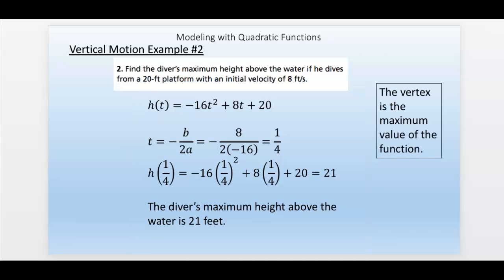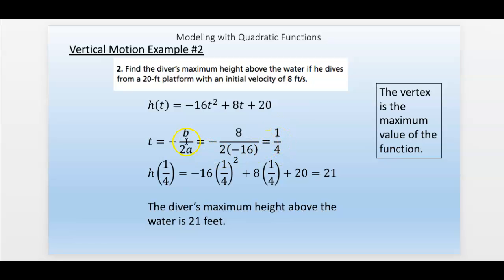All right, guys, to find the maximum height above the water if he dives from a 20-foot platform with an initial velocity of 8 feet per second, our equation is different. It becomes negative 16t squared plus 8t plus 20. Okay, again, to find how long it takes to get to the top, we use negative b over 2a, and plug that in. I get 1/4. So just 1/4 of a second to get to the top.